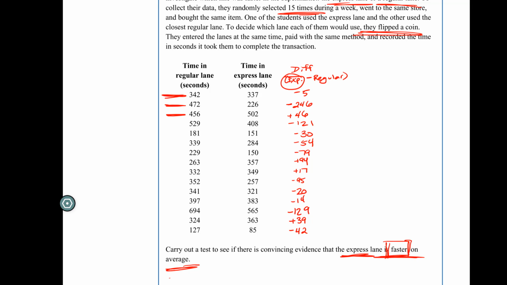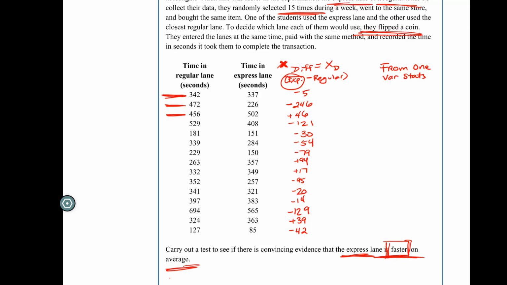Let's start off. First thing we can do is calculate the statistics of all of our differences. So if I call these x diff or x sub d for the differences in all the times, express minus regular, then I can do one variable stats here. If I plug this into my calculator, again, I'm not going to bore you with that. You guys know how to do it. You've done this before.